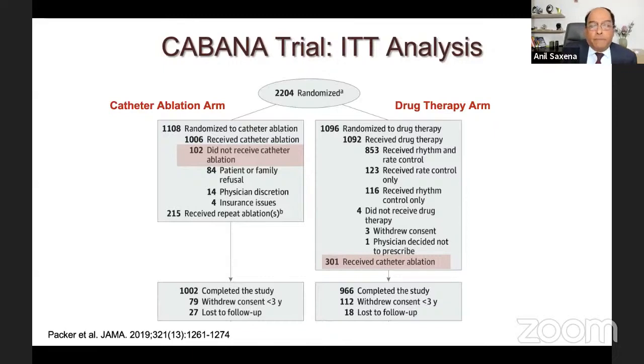So I will discuss it with one example, which is a very good, recent trial. It's called the CABANA trial. This was a trial done on atrial fibrillation patients to see the effect of catheter ablation versus drug therapy. Eventually the trial was declared negative, but it gives very good statistical discussion points. In this trial, they took 2,200 patients of atrial fibrillation and randomized half of them to the catheter ablation arm and half to the drug therapy arm. So about 1,100 patients were randomized to each arm.